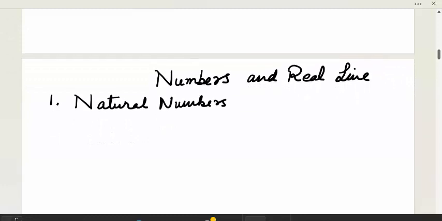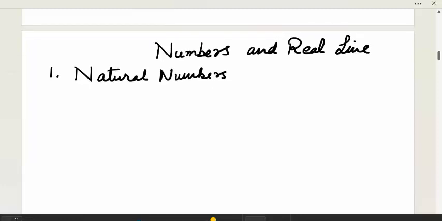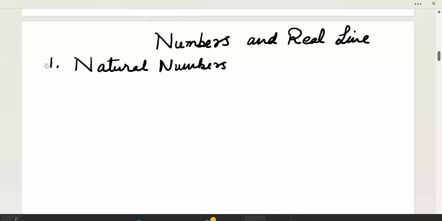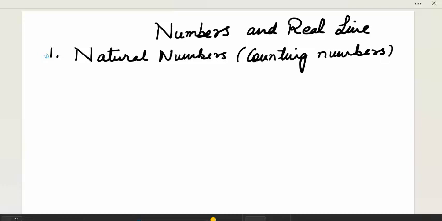So let's start with the first topic, numbers and the real line. Now, numbers play a very important role in mathematics. In our daily life, we come across a lot of numbers. What are these different types of numbers? The first type of number which you come across are natural numbers. So what are natural numbers? They are also called counting numbers. And these numbers we use for counting things like 1, 2, 3, going up to infinity. These numbers are used on a daily basis.